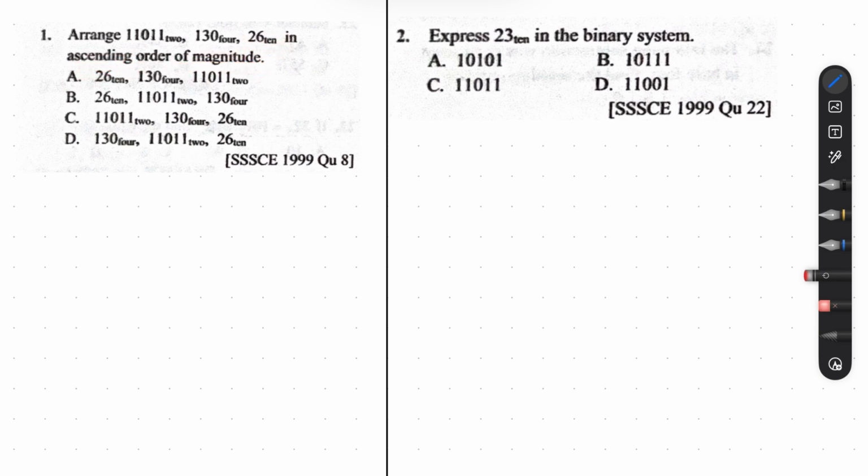Okay, so what we do with this question is we convert all the numbers we have into base 10. After doing that, then you compare them, right? So already here we have one number in base 10, which is 26 base 10, so we don't touch that. So the rest, which is the one in base 2 and the one in base 4, we convert them to what? Base 10. So let's start with the one in base 2.